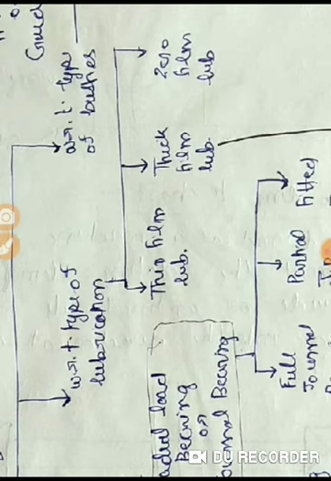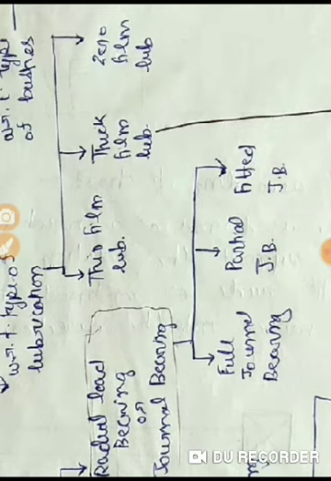Next, with respect to type of lubrication, there are three types of lubrication in sliding contact bearing. These are the thin film lubrication, thick film lubrication, and zero film lubrication. As the name suggests, the sliding contact bearing has a sliding motion between two metal surfaces. So we provide the lubrication between these two metal surfaces, there will be less amount of friction.